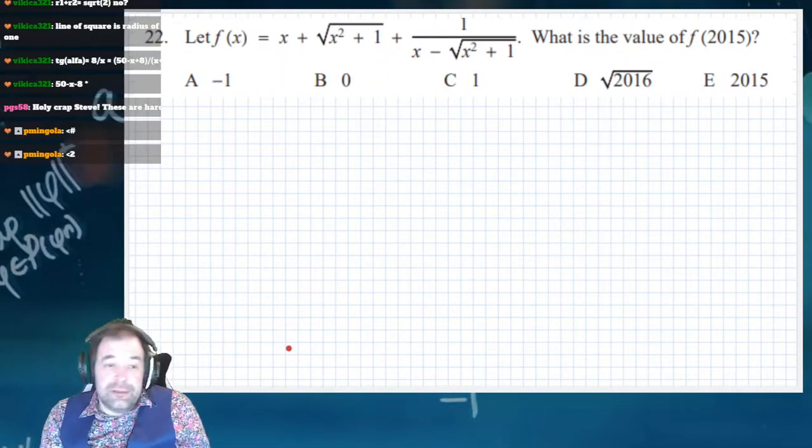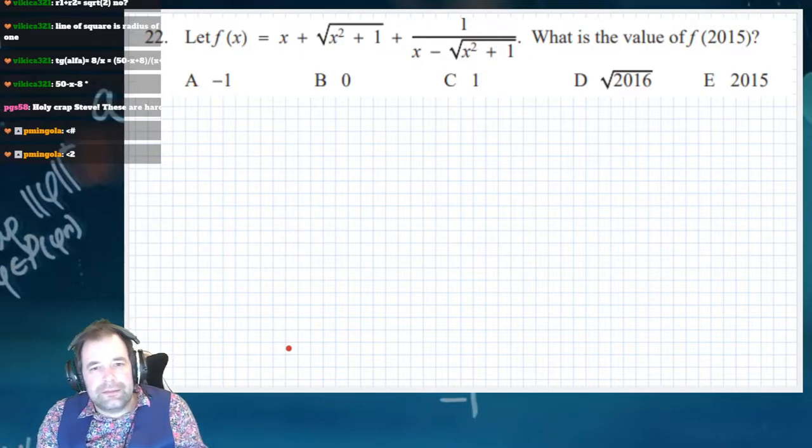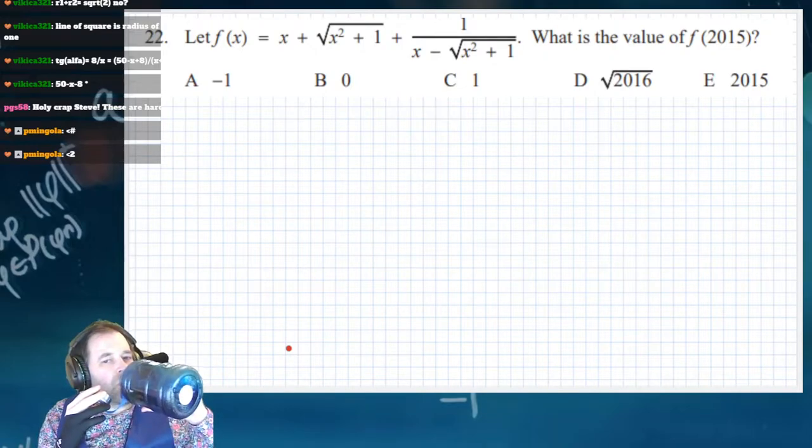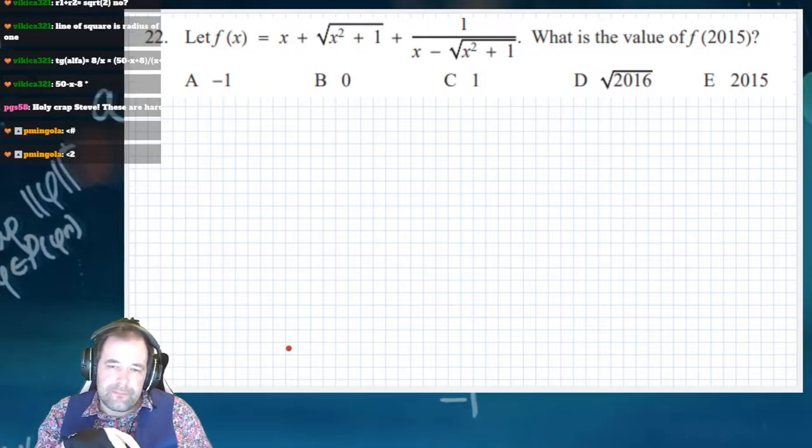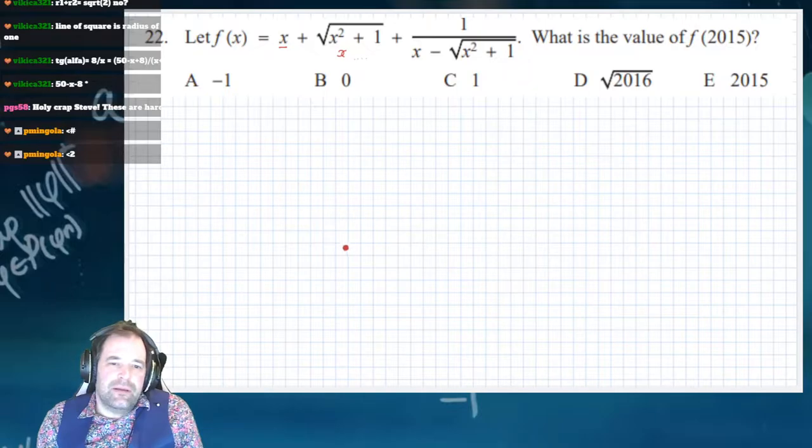Oh, I hate functions. Ugh. Let f of x equal x plus root x squared plus 1, plus 1 over x minus root x squared plus 1. What is the value of f of 2015? Well, just from estimating it, whatever x is, root of x squared plus 1 is going to be a teeny bit more. It's going to be x and a bit. And then this is also going to be x and a bit. It's going to be a bit more than x. So this is going to be two-ish, and this is going to be negative, so it's going to be one of these first three answers.